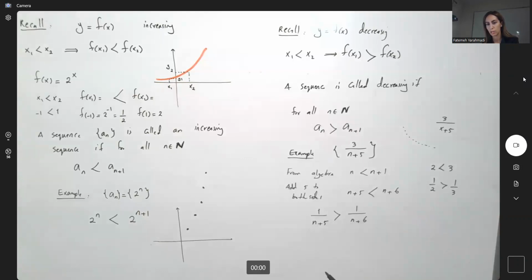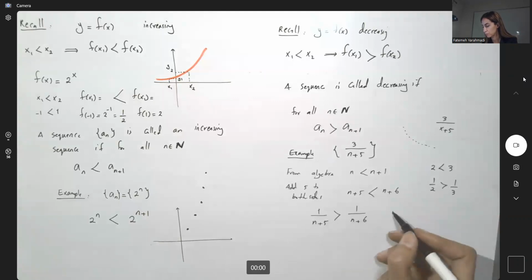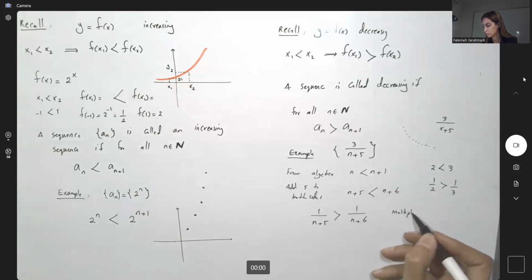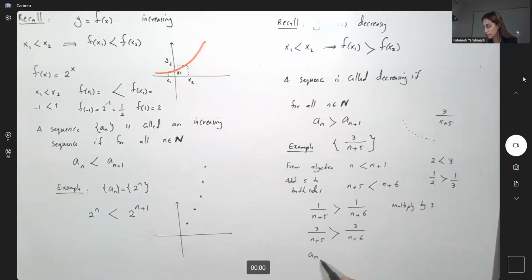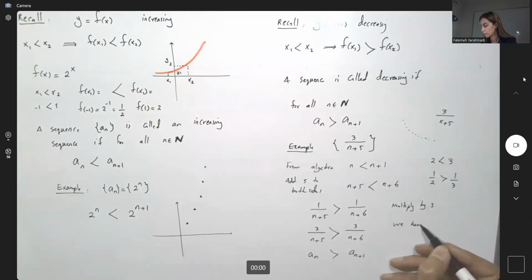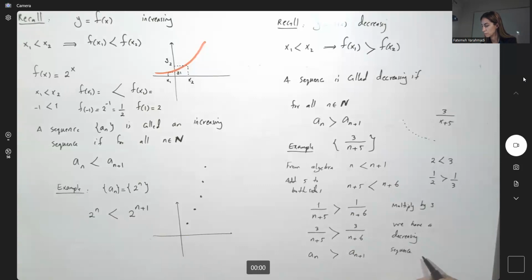Now multiply both sides by 3. Three divided by n plus 5 is again more than 3 divided by n plus 6. This is your a_n, and this is a_(n+1). So we just showed that we have a decreasing sequence.